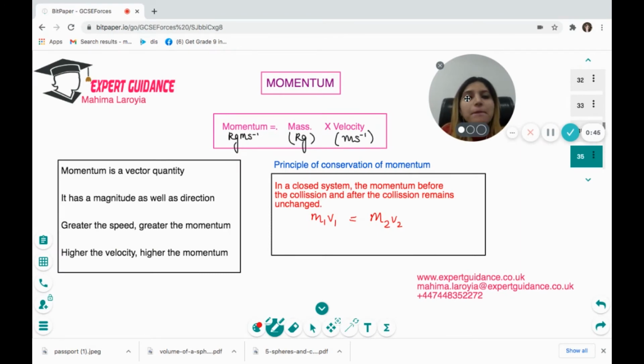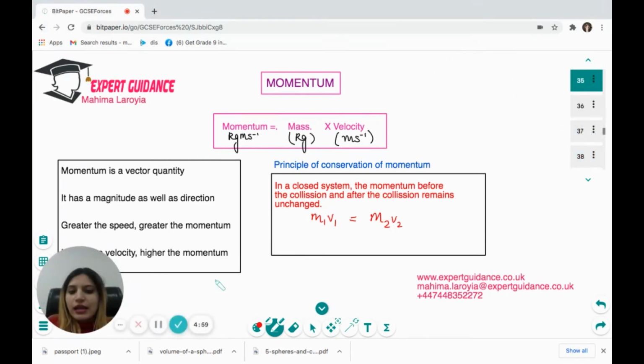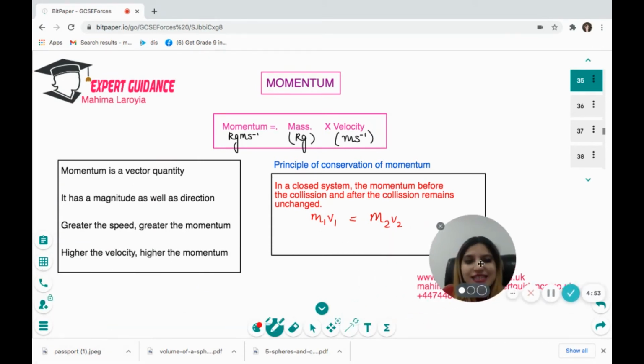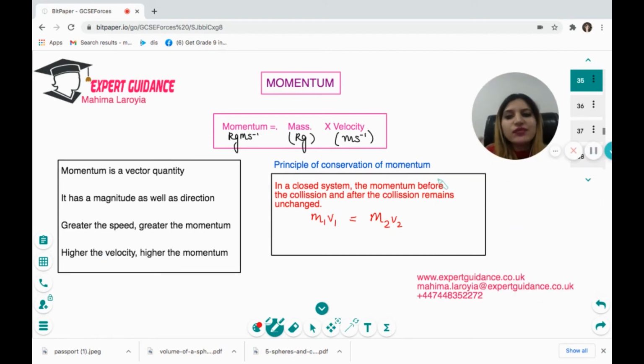Now, what is momentum? Momentum is the product of mass times velocity, and since momentum involves velocity, it is a vector quantity. So it has magnitude as well as direction, and momentum depends on mass and velocity. So the greater the speed, the greater the momentum; the higher the velocity, the higher the momentum. The unit for mass is kilogram, velocity is meters per second, so momentum is given by kilogram meters per second. In the exam, they can give you the mass and velocity and ask you to find the momentum, or give you the momentum and ask you to find the velocity.